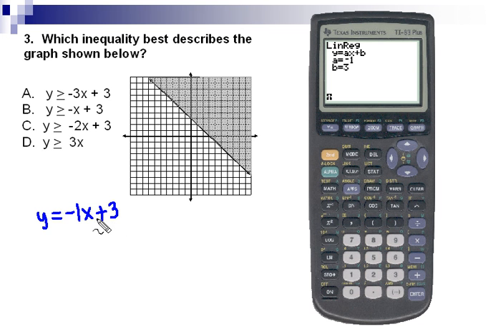Now match that up to the inequality. Notice that our inequality is shaded above, so each one of these would work. They are each greater than. Our inequality is a solid line, so each one of these would still work. All we need to do is match up our regression equation with the correct answer. So the answer is B.